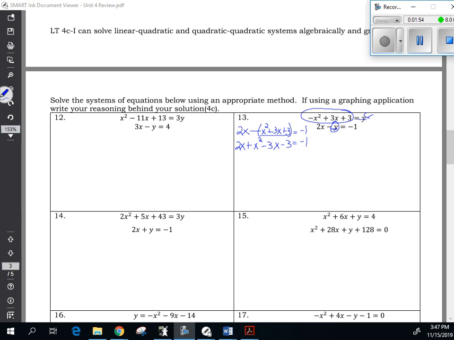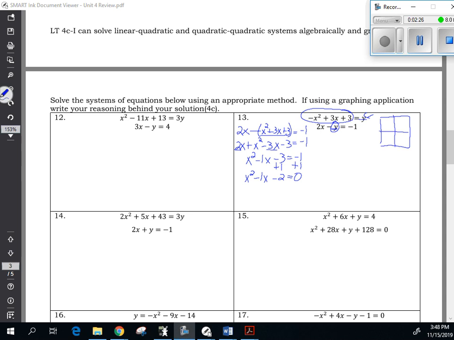Okay. Now I have a quadratic, which we're very familiar with at this point. Combine like terms. X squared minus 1x minus 3 is equal to negative 1. It's quadratic, so I set it equal to 0, so I add 1 to each side. And so I have x squared minus 1x minus 2 is equal to 0. This looks factorable, so I actually factor this one here. I'm running out of space.